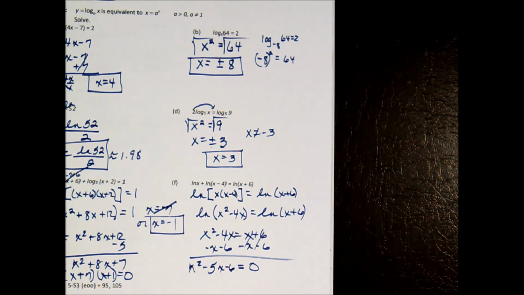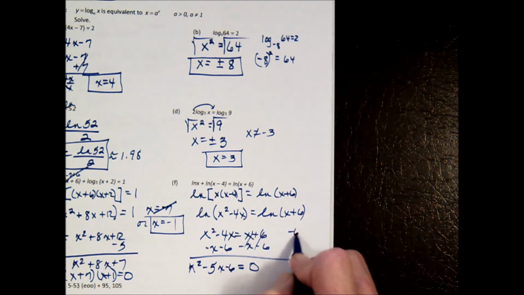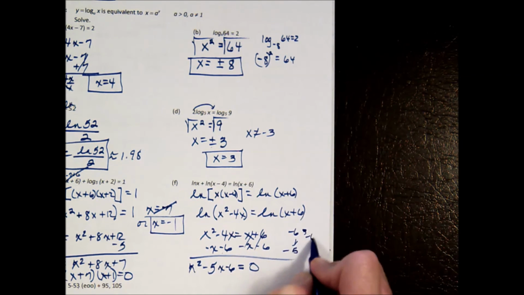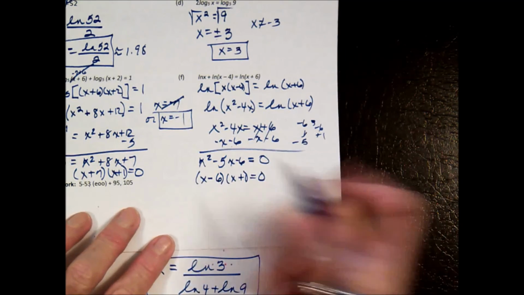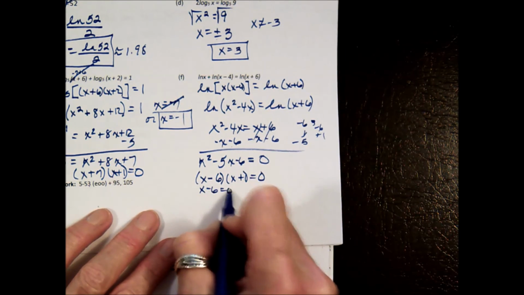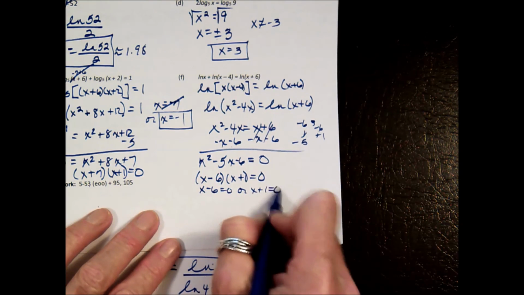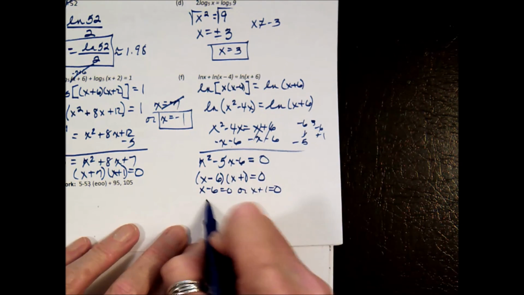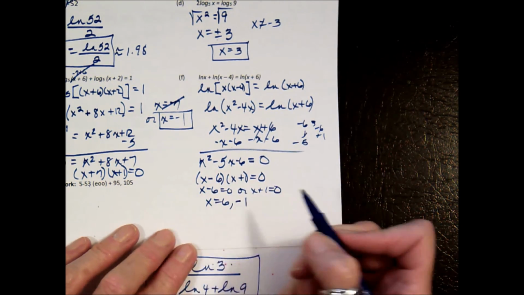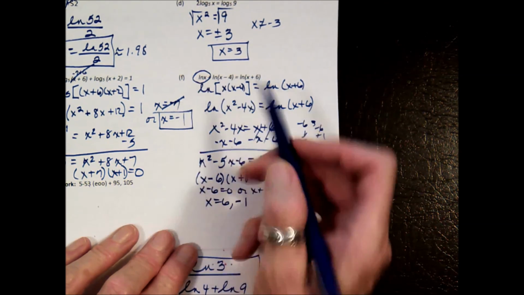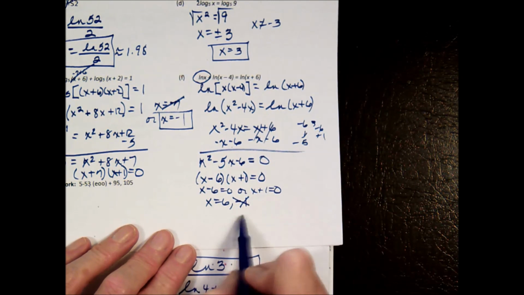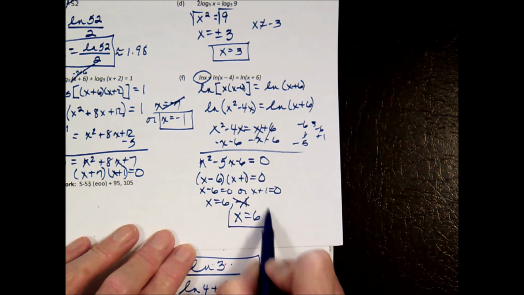So I need factors of negative 6 that add up to negative 5. That's negative 6 and positive 1. So x minus 6 times x plus 1 equals 0. So set each of those equal to 0 using zero factor property. And you get x equals 6 or negative 1. But go back up to the top. ln of x. Can I take ln of a negative? No. So my answer is just x equals 6.